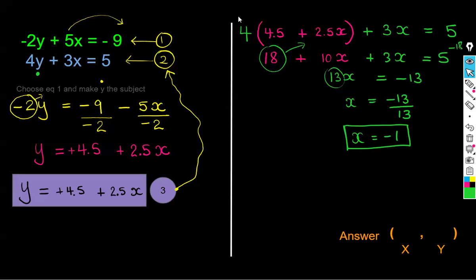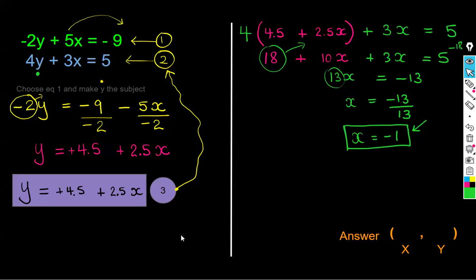I forgot to press the recording button there, but they're just for recording purposes, right? I took my time, I expanded the brackets, I kept all the x's on one side, I threw across the positive 18, 5 minus 18 is minus 13, and I solved for x, and I got x as minus 1.